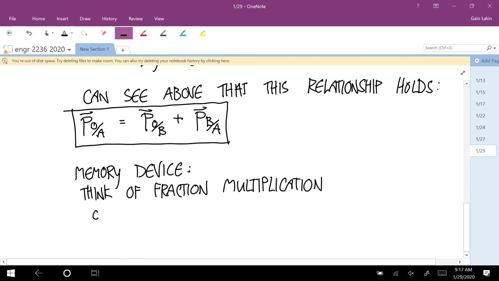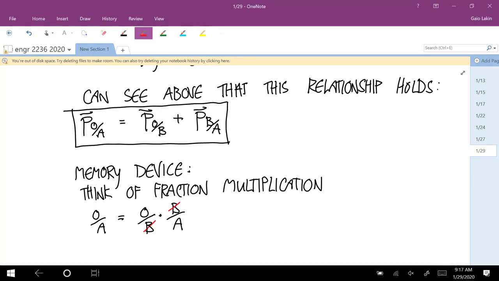So O over A is equal to O over B times B over A. Okay. So if you set up this relative motion equation and you set it up in a way that the subscripts satisfy that fraction multiplication, then you have them in the right order. Okay.